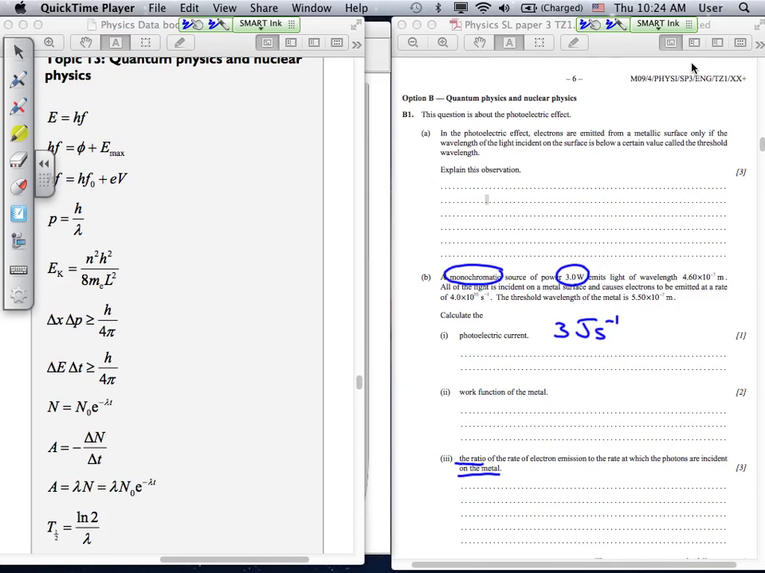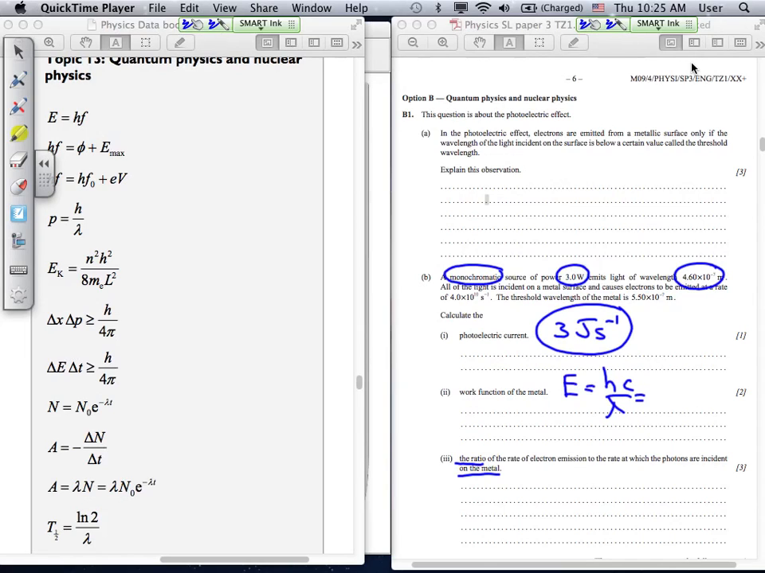So we can work out the energy of one photon. If we calculate the energy of one photon and then divide that into this value over here, you will get the total number of photons per second. So let's just do that. We can use our same formula again, E is equal to hc over lambda.